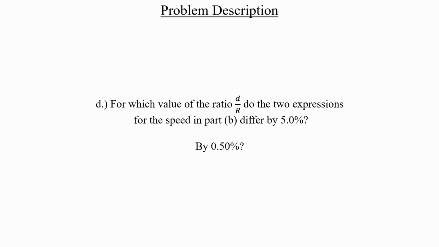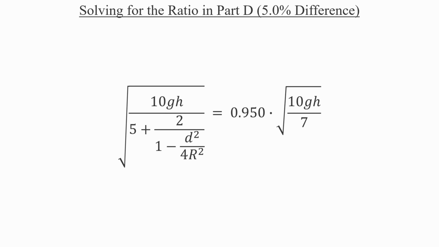Our final task is to find the value of d divided by r when the two speeds differ by a certain percentage. Let's do the 5% case first. When we say that two expressions differ by 5%, this means that we're taking 100% minus 5% of the larger speed. So the smaller speed will be 0.95 times the bigger one.